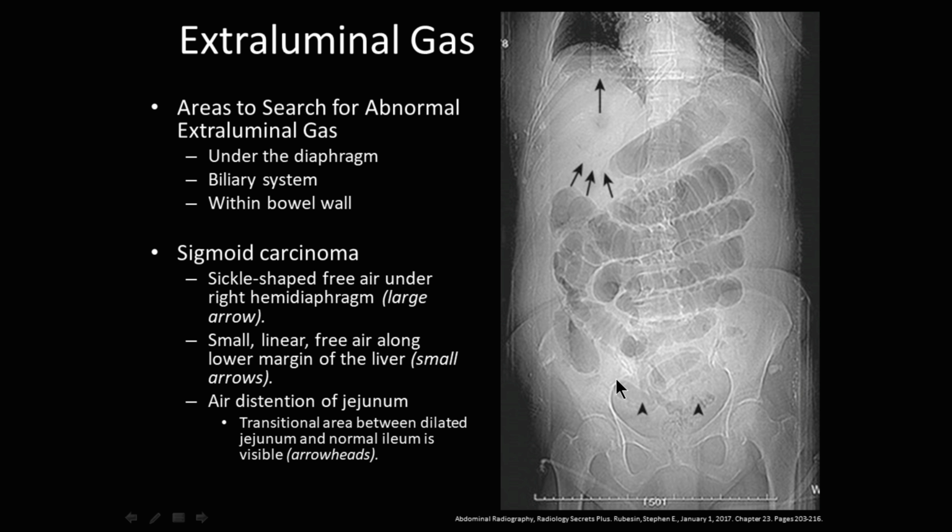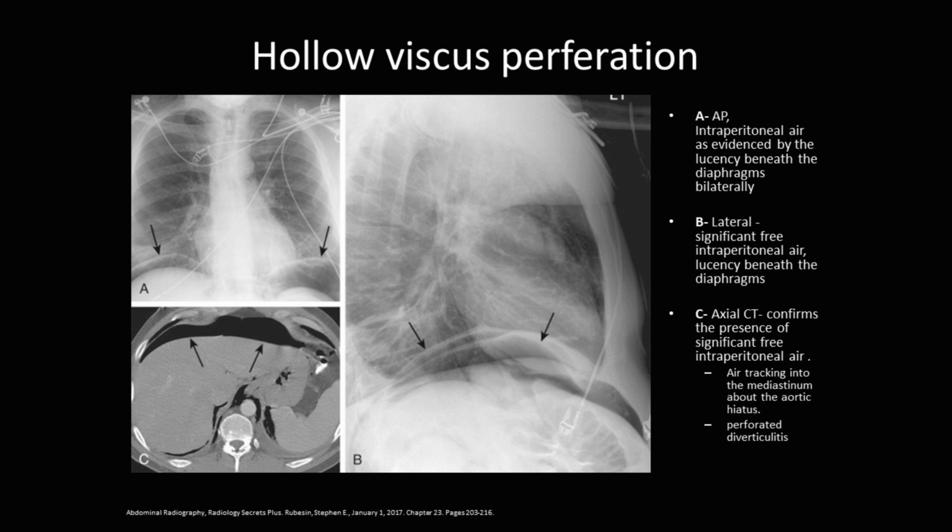We have the sickle-shaped free air under the right hemidiaphragm, and then small linear free air along the margin. It's a little difficult to see, but it does exist there. And then air distension of the jejunum, so now we have this small bowel obstruction with the transition area between dilated jejunum and normal ileum, and you can see that down here. Hollow viscus perforation, this is where you get your free air.